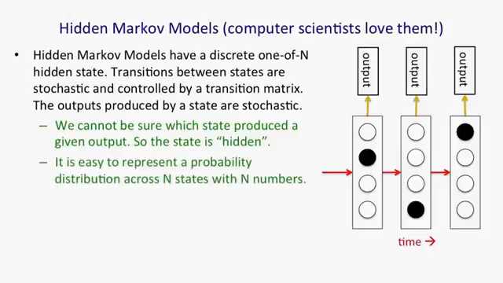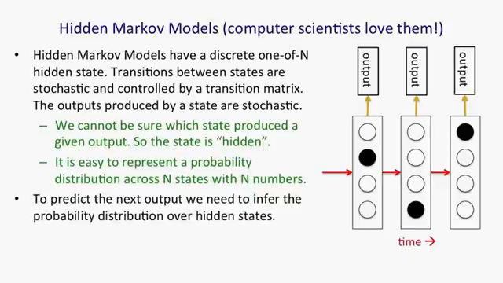It is easy to represent a probability distribution across n states with n numbers. So the nice thing about a hidden Markov model is we can represent the probability distribution across its discrete states. So even though we don't know what state it's in for sure, we can easily represent the probability distribution. And to predict the next output from a hidden Markov model, we need to infer what hidden state it's probably in, and so we need to get our hands on that probability distribution.